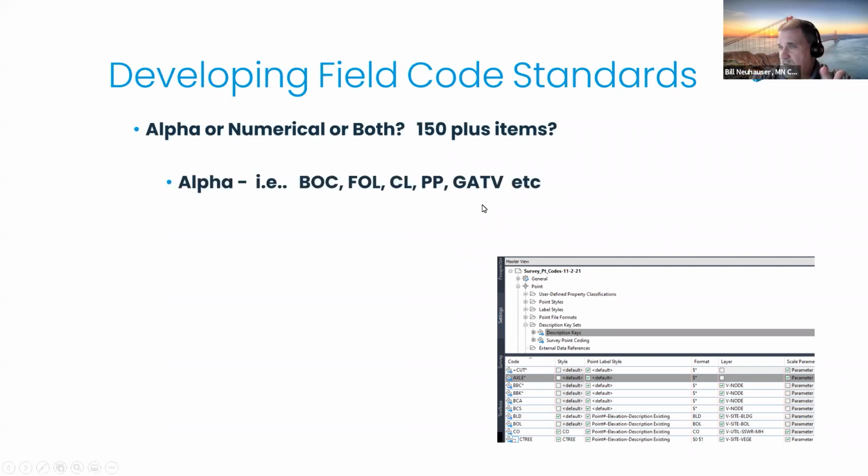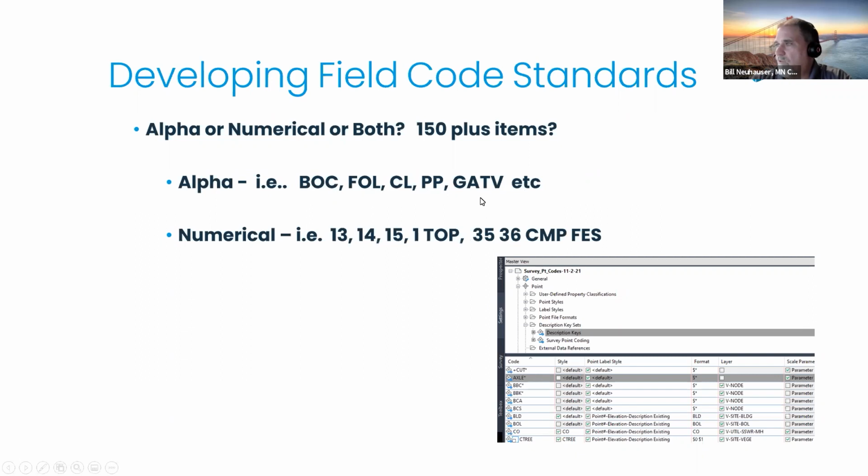So again, alpha is going to be stuff like this: back of curb, flow line, center line, power poles, gate valves, etc. Numerical can be as simple as 13, 14, 15, group things by numerical. So all my teens are my road items, all my 20s are my utilities, all my 30s, etc.